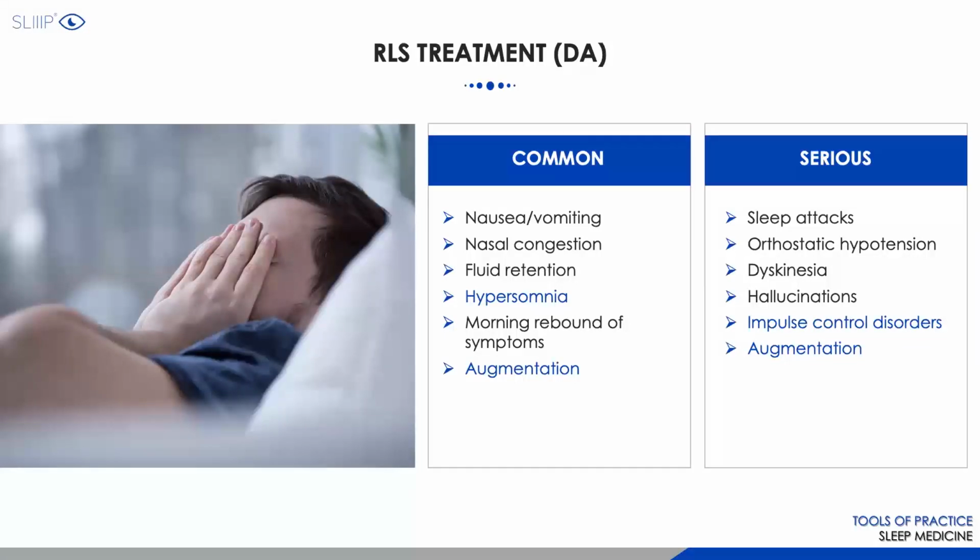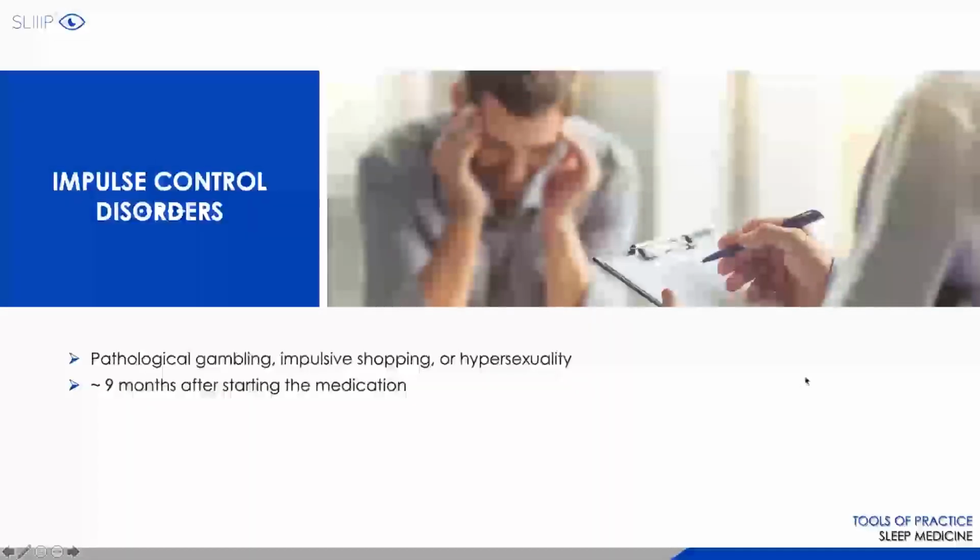So you want to always try to keep it the lowest dose, or supplement it with a second medication that might allow you to keep that dose stable without having to increase the dopamine agonist, if dopamine agonists have been the mainstay of that therapy.